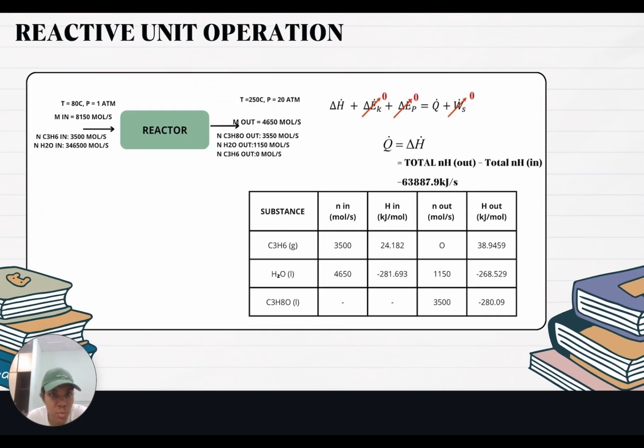Firstly, we are going to state our temperature and pressure for each stream, as you can see at the flow chart. Then we are going to assume that we have zero change in kinetic energy, zero change in potential energy, and zero work done by the system. So from there, we will get that the heat loss or gain in total is equal to the heat of reaction.